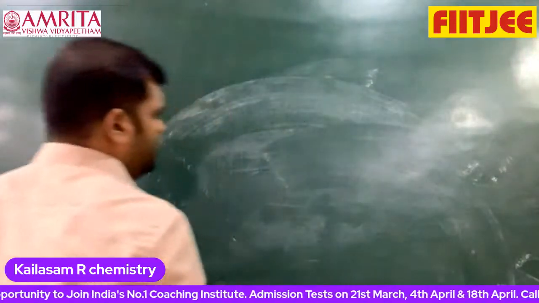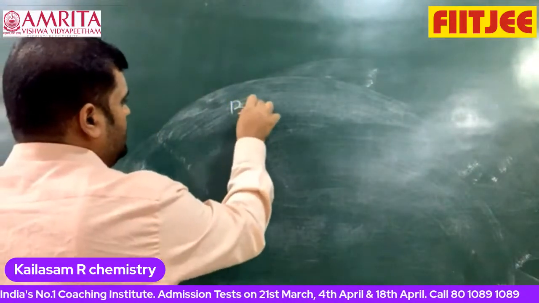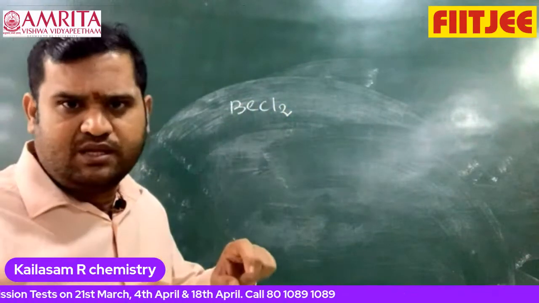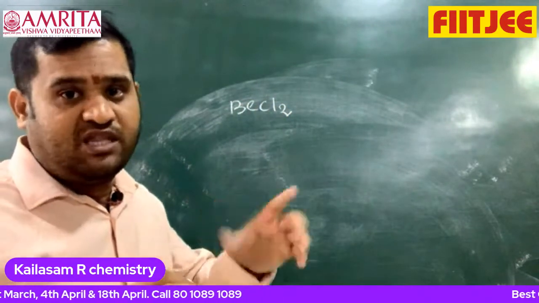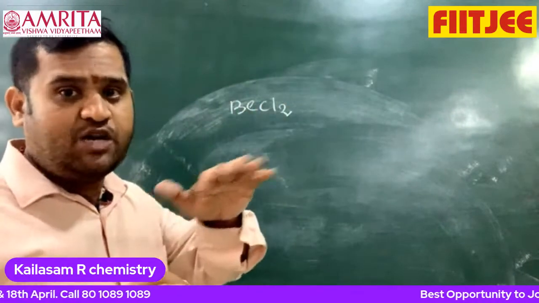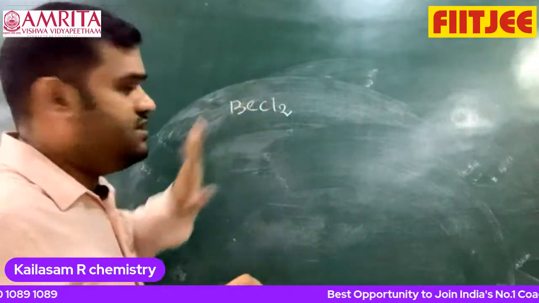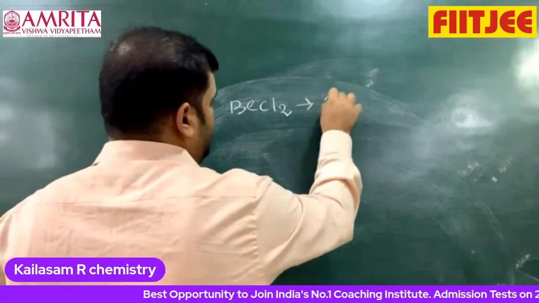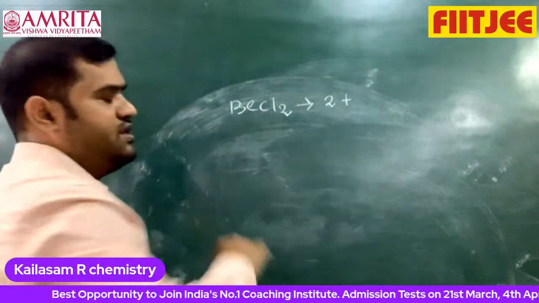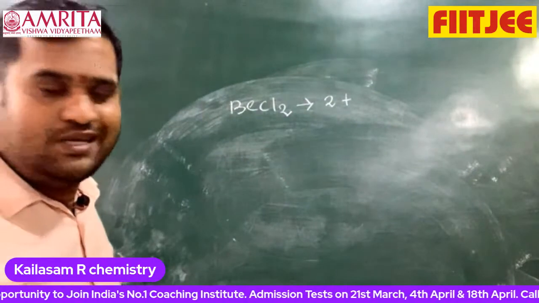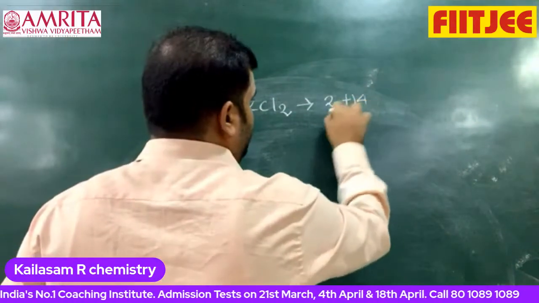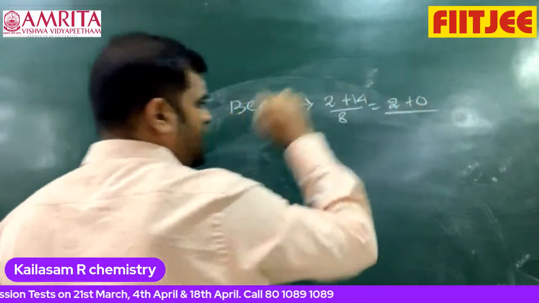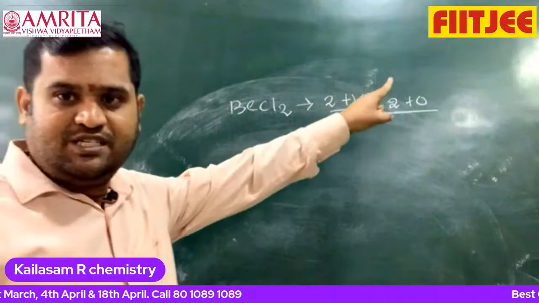I'm taking BeCl2. First I will go with the VSEPR theory method, and we will incorporate it with hybridization. In BeCl2, the central atom is beryllium. What is the valence electron? 2. What about the chlorine valence electron? It is 7, so 14, 14 by 8. We can say 2 plus 0. What is the meaning of 2 plus 0? 2 bond pairs and 0 lone pair.